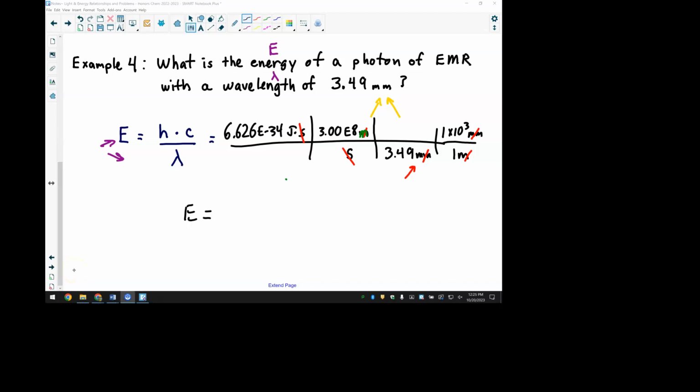And when I plug it into the calculator, I get that the energy is, and I think I'll round to 3 sig figs, 5.70, that's rounded, times 10 to the negative 23rd joules. Now I said this was like a microwave, right? Or it might be infrared. It's kind of on the borderline. I think it's probably a microwave, okay?